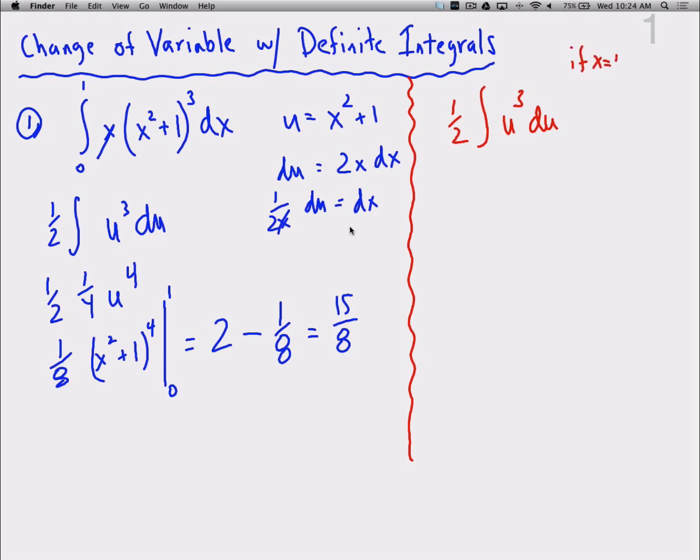If x equals 1, then u equals, and if x equals 0, then u equals. I'm changing my limits of integration here. Okay, so if x equals 1, what does u equal? 2. Why? Who said 2? 1 squared plus 1 is 2.